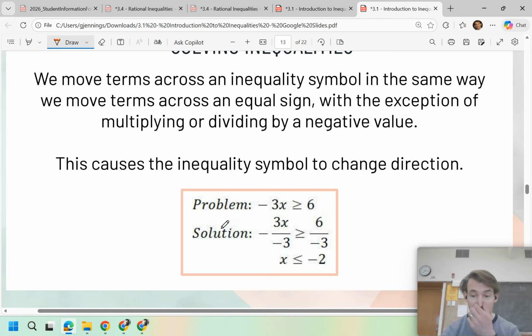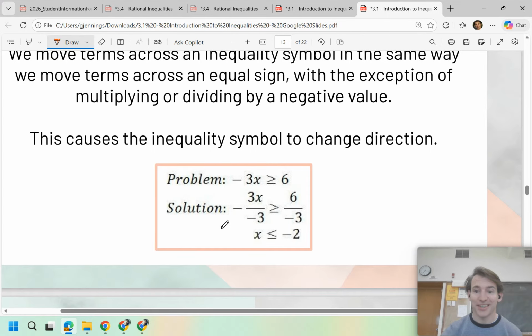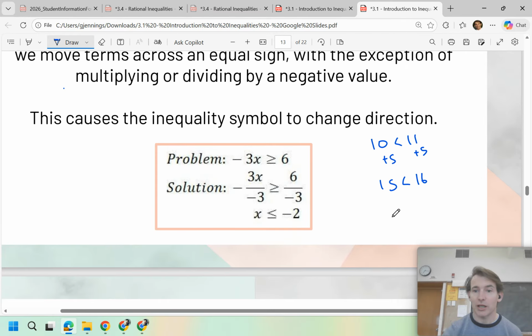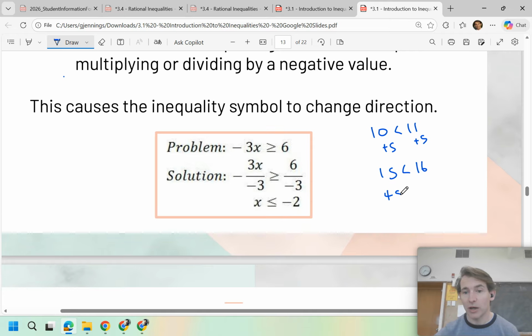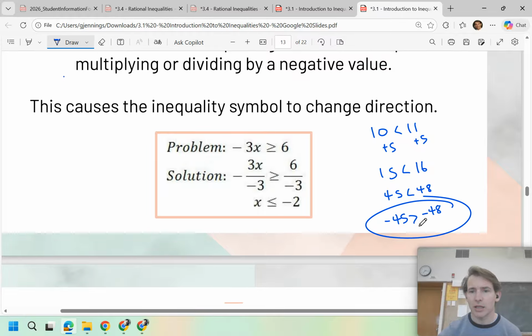Okay. Now solving, there's a trick. All right. Let me walk you through why the trick exists. Watch this. If you have something like 10 is less than 11, I think you'll agree that's true. I can even add to both of these and get something nice like 15 is less than 16. That's still true. Watch, I could multiply both by 3. 45 is also less than 48. But watch what happens if I multiply by negative 1. Negative 45 is less than negative 48? That's not true. So the thing here is whenever you multiply or divide by a negative, then the direction of your inequality has to change whenever you do that.